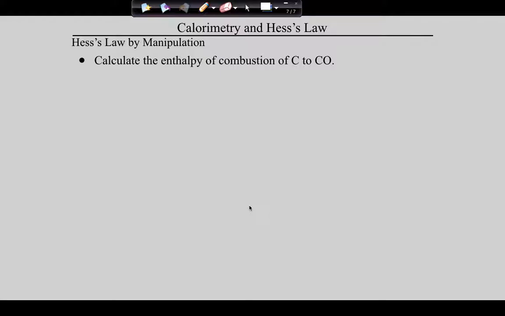So it goes like this. We're going to go carbon, and we know we want to produce carbon monoxide. But to do that, what do we need to add? Oxygen. But in order to keep this balanced properly, we need 1/2 of a mole of oxygen.